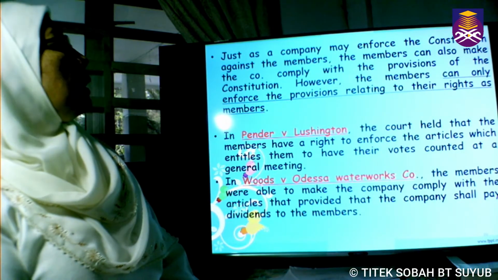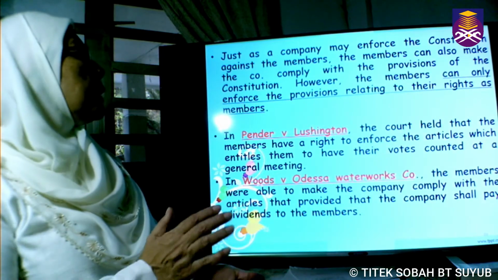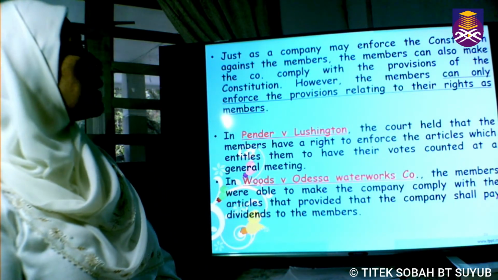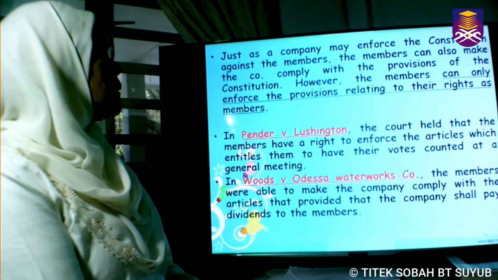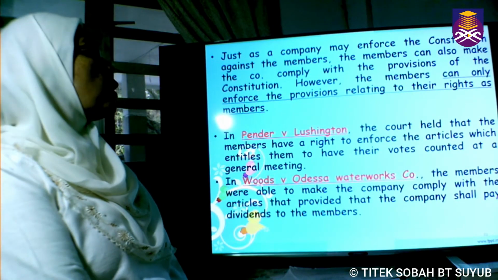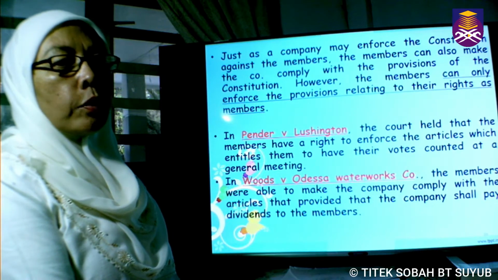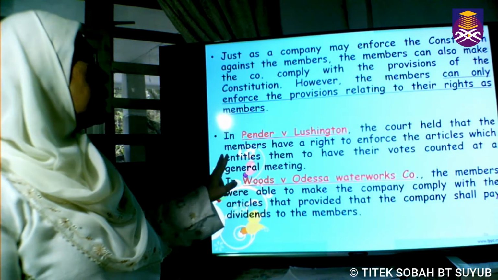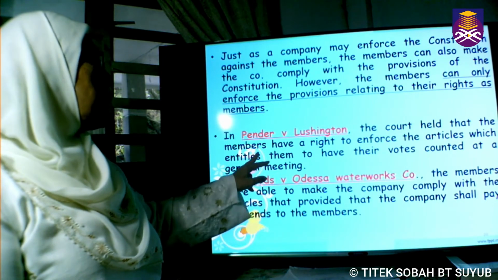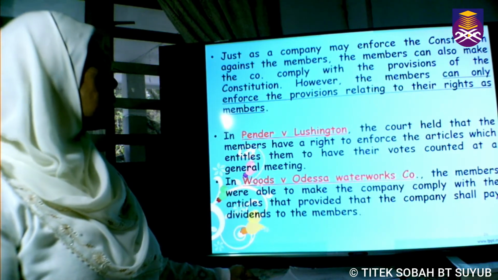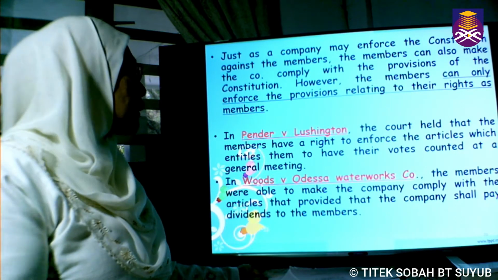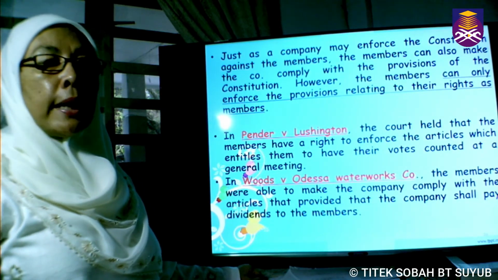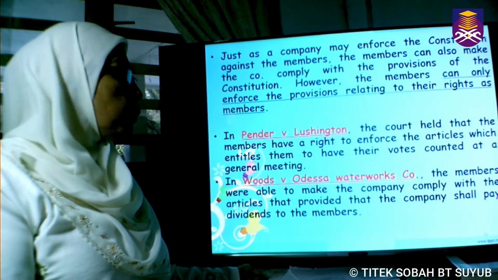So, a company may enforce the Constitution against members. Members also can do the same thing. Okay? Members also can do the same thing. They can request that companies must also comply with the Constitution. So in Pender versus Lushington, the court held that the members have a right to enforce the articles which entitle them to have their votes counted at the general meeting. Yes, this is the right of the members, so that they are allowed to vote and their votes need to be counted.